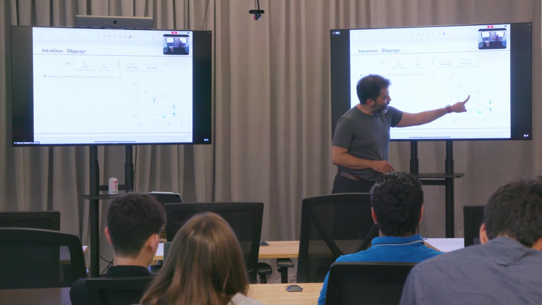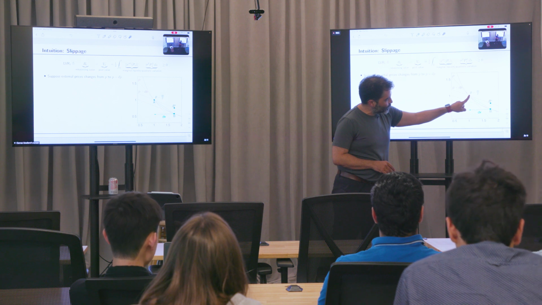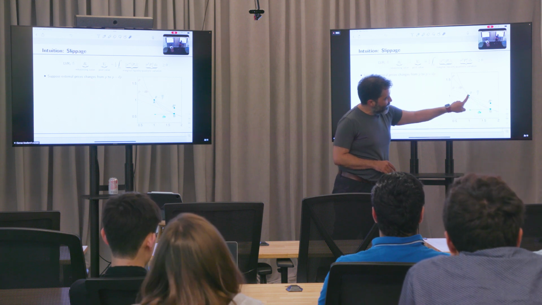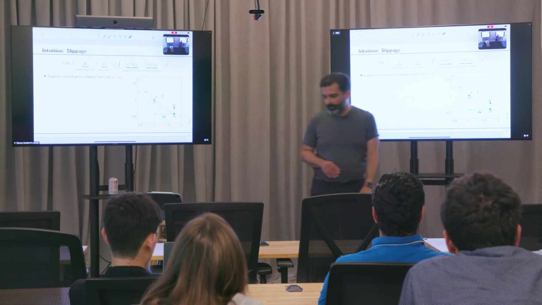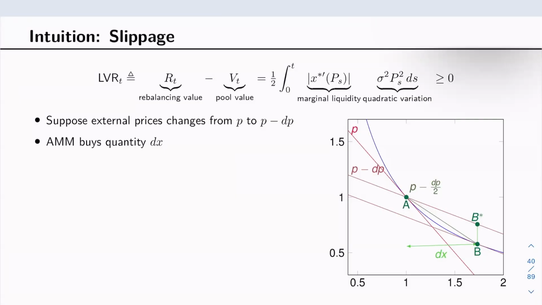So the arbs are going to show up here. They're going to see the pool is at point A, but the right price is over there, and they're going to trade against it until it moves to point B. So how much will they trade? They will trade a quantity dx. The starting price in the pool is p. The ending price is p minus dp. As they trade through that whole range, the average price that they're going to get is exactly the average of the two endpoints.